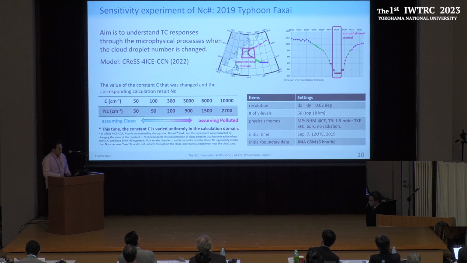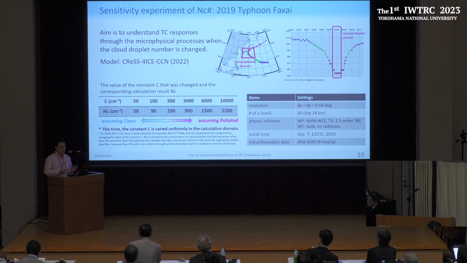This time, we changed the number of CCN ranging from 50 to 10,000. Then the calculated number of cloud droplets ranges from 50 to 2,200. So we tested 6 cases by changing the number of CCN. Please note that this time, the CCN is constant and uniform over the whole computational domain, so no special structure is given to the number of CCN.